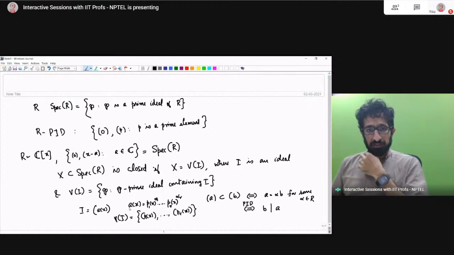Now this topology plays a lot of role in studying the geometry of objects. When you take, instead of C[x], you can look at C[x1, ..., xn], and with the same kind of topology, I look at Spec of this ring and define the topology using closed sets, that any closed set is of the form V(I), where I is an ideal in R and V(I) is nothing but the collection of all prime ideals containing I. Okay. So this is called Zariski topology.